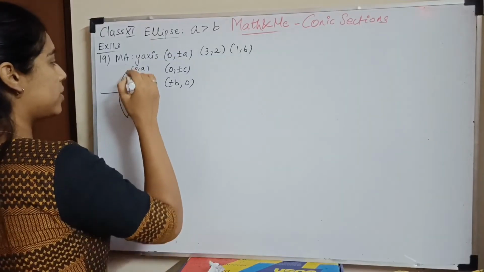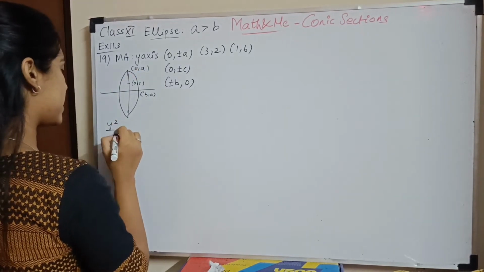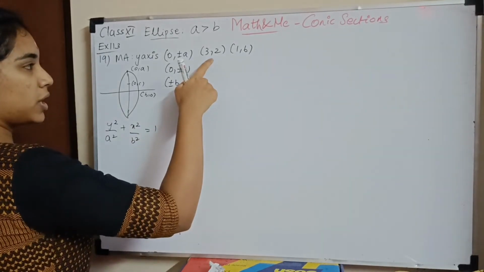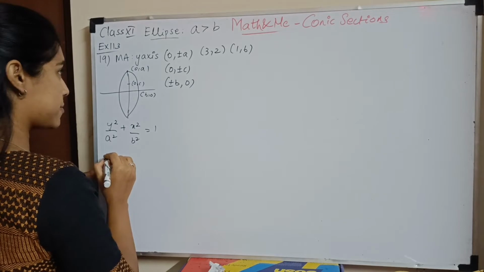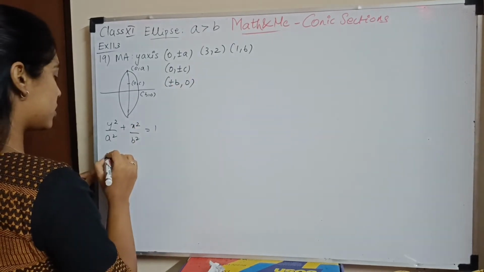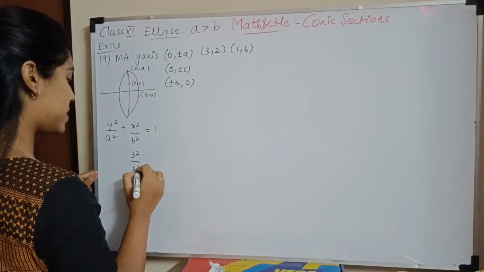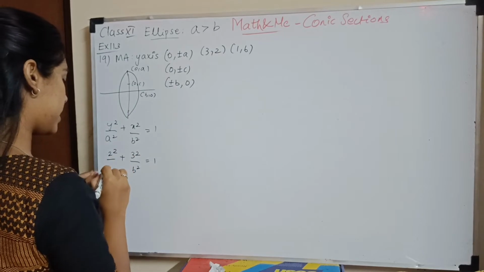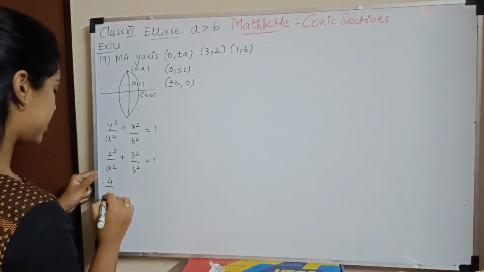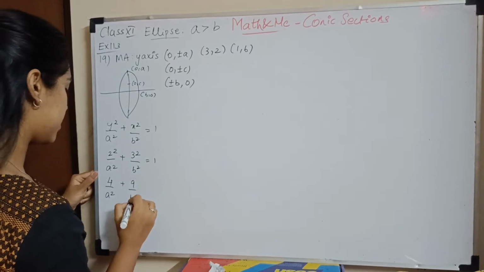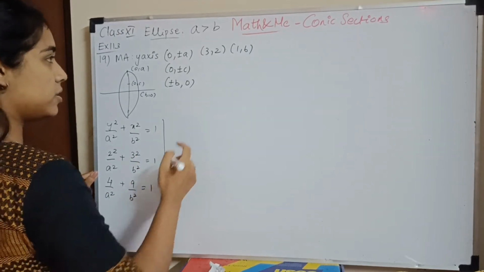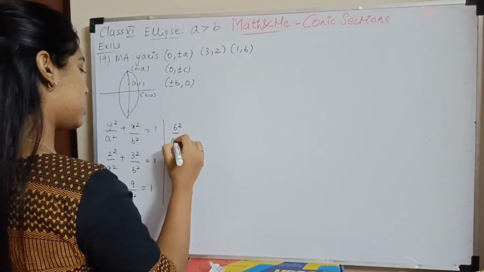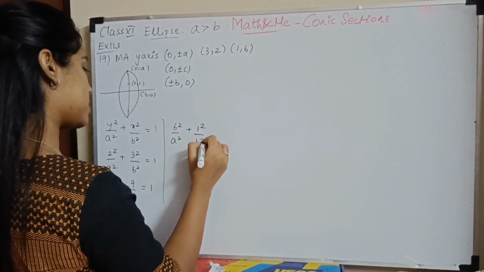So, how does my equation look like? A is on the y axis, so y square by A square plus x square by B square equals 1. I know 3, 2 and 1, 6 lie on it. So I substitute the values 3 and 2. X is 3, so 3 square by B square equals 1 plus y square is 2, 2 square by A square. So this is 4 divided by A square plus 9 divided by B square equals 1. This is one equation. What is my other one? I substitute the values of 1 and 6. So I have 6 square by A square plus 1 square by B square equals 1.